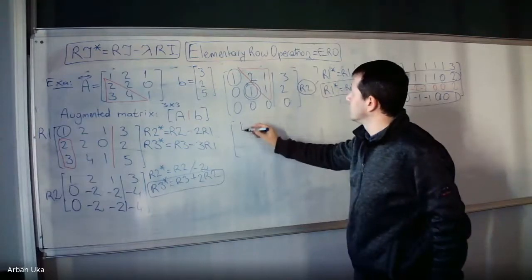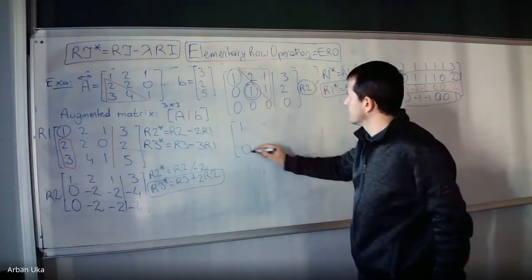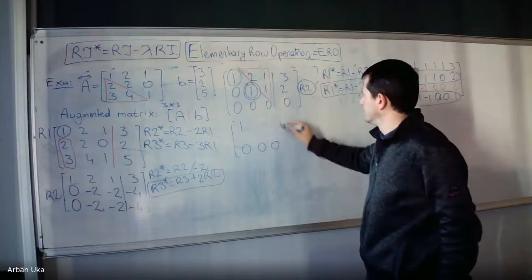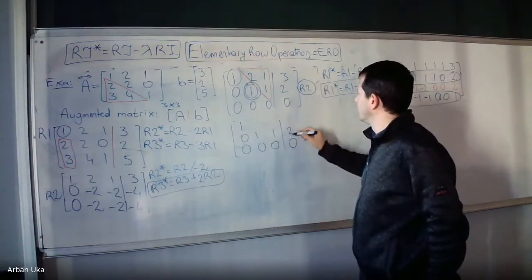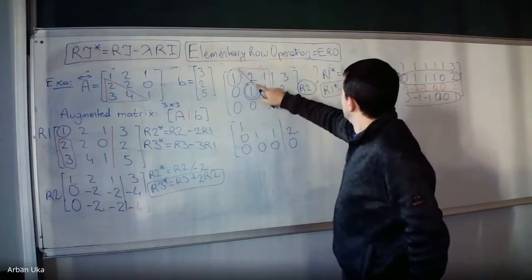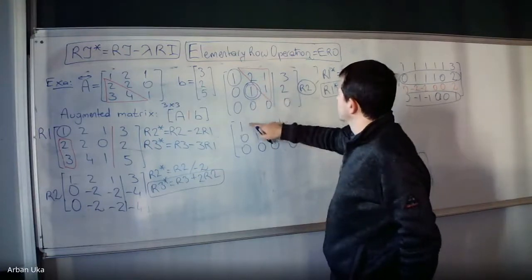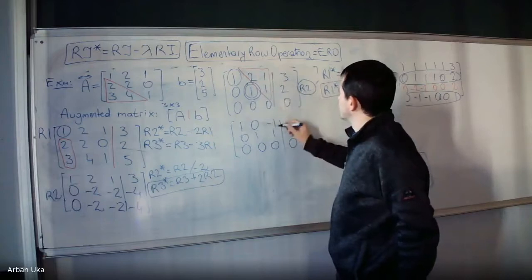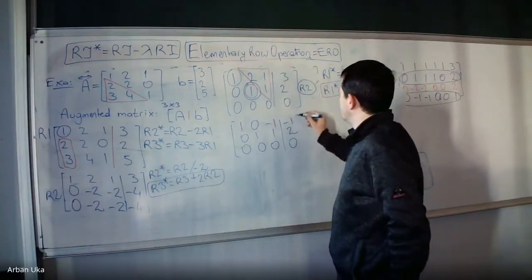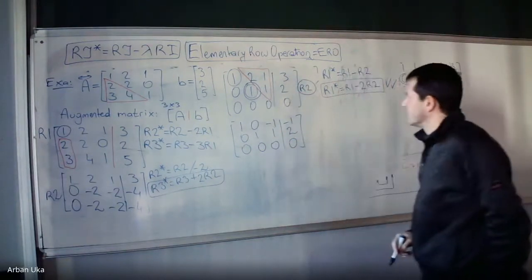We get 1. Let's add it like a 0, 0, 0, 0. This is 0, 1, 1, 2. And then we get the first row minus twice the second one. This is 1, 2 minus 2, 0. 1 minus 2, minus 1. 3 minus 4, minus 1. Okay?